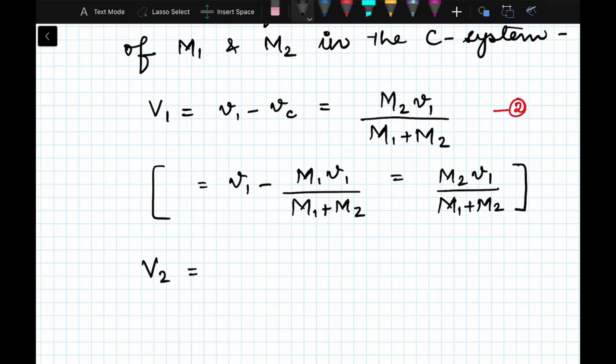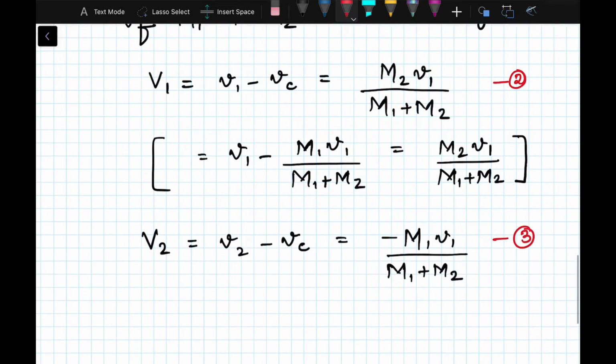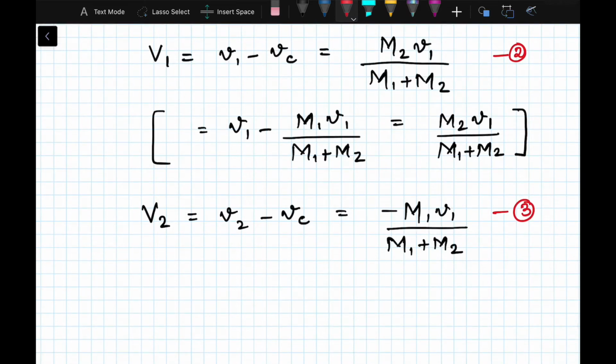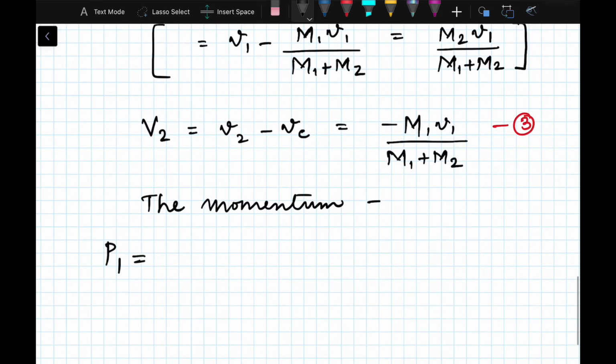Let me use a proper notation. Capital V2 will be equal to nothing but V2 minus Vc, which will be equal to minus m1 v1 over m1 plus m2. This is our equation 3. Now when we want to define the corresponding momenta, the momentum will be P1, which will be equal to m1 v1, and P2, which will be equal to m2 v2.